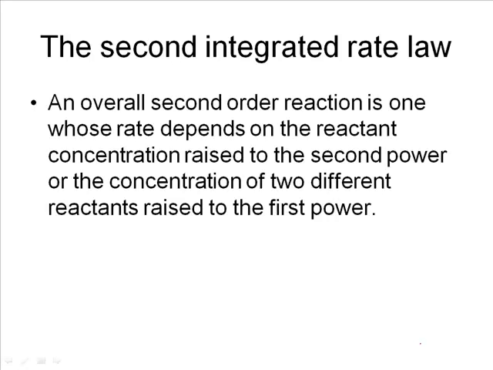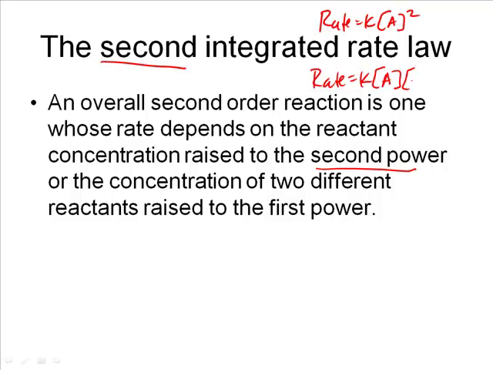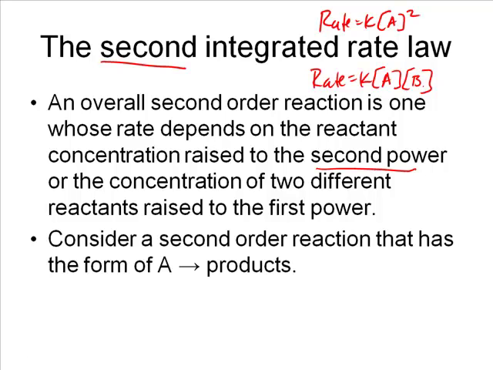Everything we've talked about up until now has been about first order reactions. Now we're on to the second order reaction, so we call it the second integrated rate law. You can have a second order reaction where you have one reactant whose concentration is raised to the second power, so the rate equals K times A squared. That would be a second order reaction. Or you could have rate equals K times A to the first power and B to the first power. Those are both second order reactions.